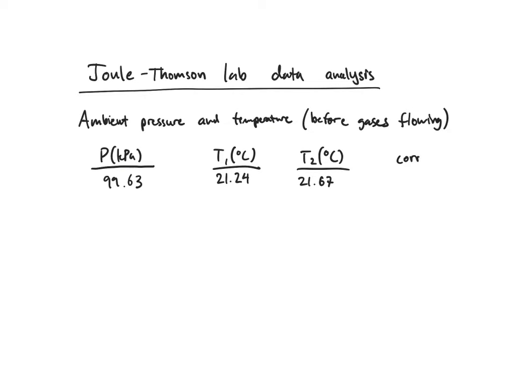And so we need to calculate a correction to one of them, and I'm just arbitrarily choosing T2. The correction is just going to be, what do I need to add to T2 in order to make it equal to T1 before these gases were flowing? It turns out that I would need to add negative 0.43 to T2 in order to get T1. So from now on, whenever I get T2 values, I'm going to correct it by adding negative 0.43.